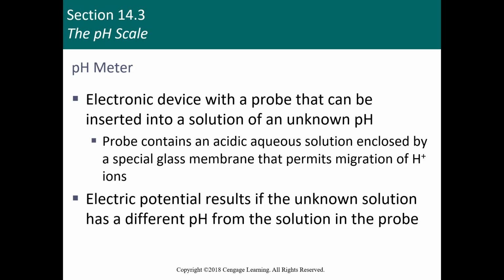So a pH meter is an electronic device with a probe that can be inserted into a solution of an unknown pH. This probe contains an acidic aqueous solution. It's enclosed by a glass, they call it a special glass membrane, but it's not actually that special. It's actually fairly easy to make. That permits the migration of H+ ions across it. Now, an electrical potential results if the unknown solution has a different pH from the solution in the probe.